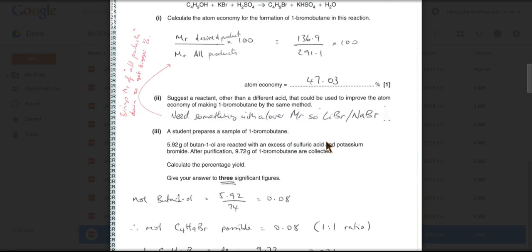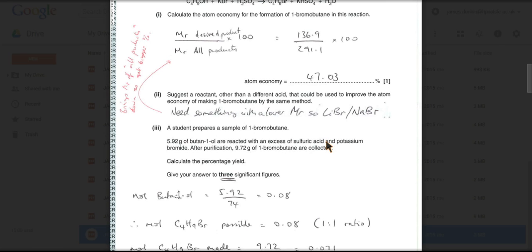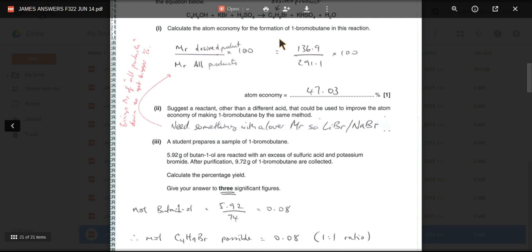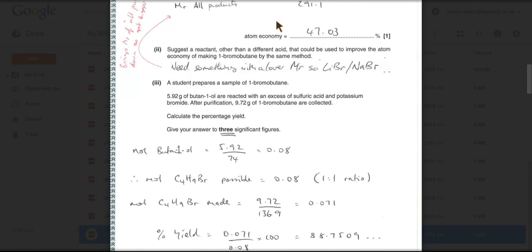And then the final part: a student prepares a sample of 1-bromobutane. We're told 5.92 grams of butan-1-ol is reacted with an excess of sulfuric acid and potassium bromide. After purification, we get 9.72 grams of product. Calculate the percentage yield. We've got the mass of butan-1-ol, so we can work out the moles of that. There's the calculation there, 0.08 moles of butan-1-ol. The 1-to-1 ratio in the equation means that we should get the same number of moles of product.